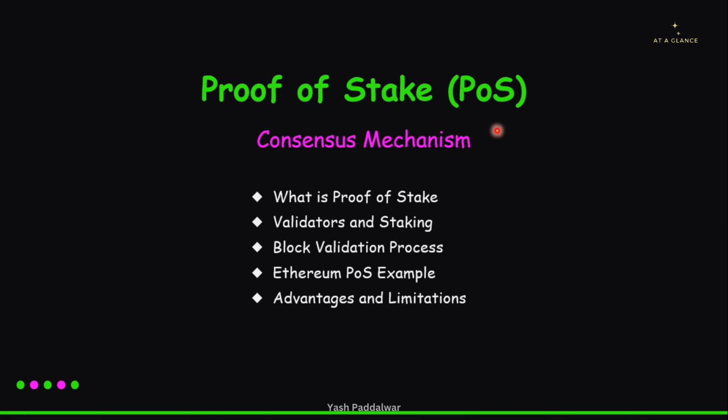In this particular video, we'll be looking into another consensus mechanism which is widely used. It is called proof of stake, or PoS. By the end of this video, we'll get the answers to all of these things. Proof of stake, you will understand the concept of validators and staking. Then the block validation process, you will get an end-to-end look at it. Next, you will understand the Ethereum proof of stake examples and the advantages and limitations of this mechanism. So I hope you all are excited. Without further delay, let's start.